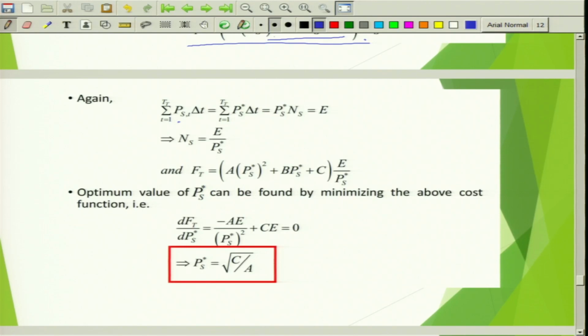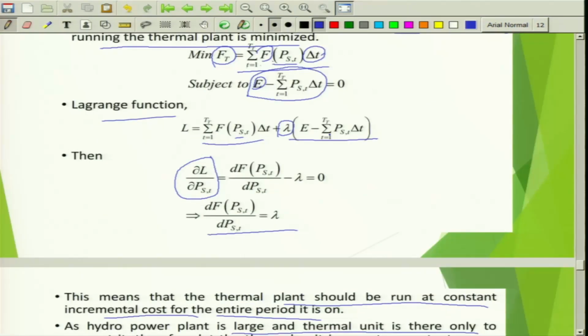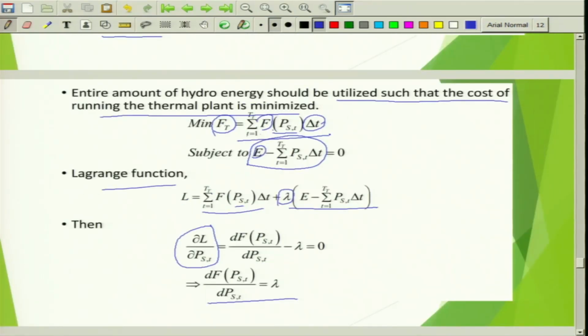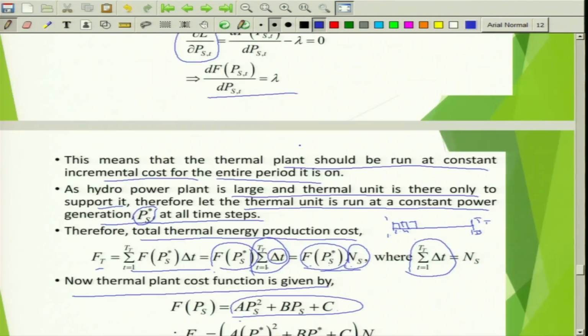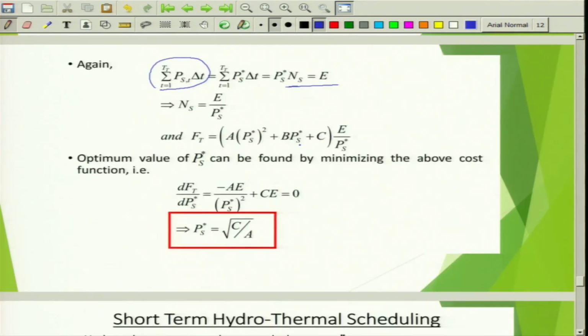now what is the summation from t equal to 1 to TT of Ps t delta T? This is nothing but E, you see here. E minus the total energy of the thermal power generation is equal to 0, this is a constraint, right. That means E is nothing but this. That is what we have put up here.